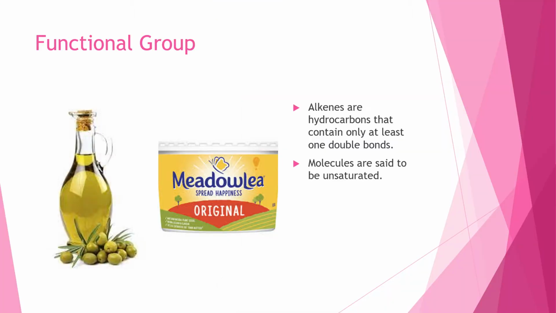So alkenes are a hydrocarbon that contain at least one double bond, and the molecules are said to be unsaturated. So olive oil is mono unsaturated, that means it contains one double bond, and margarine is poly unsaturated, which means it contains many double bonds.